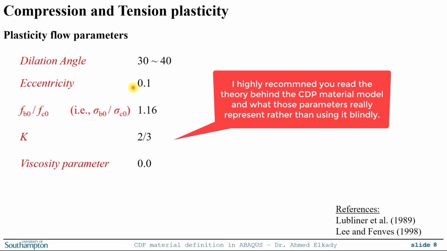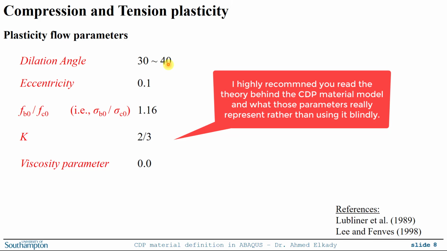But for most practical applications, if I'm looking at these 4 parameters over here, like the eccentricity, the sigma B0 over sigma C0, the K, the viscosity parameters, these 4 parameters don't affect much the behavior if you change those. Perhaps the most important one is the dilation angle, and this one ranges between 30 and 40. So this one perhaps you could calibrate if you want to validate a model or something like that.